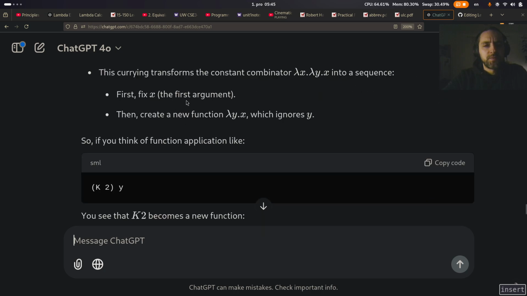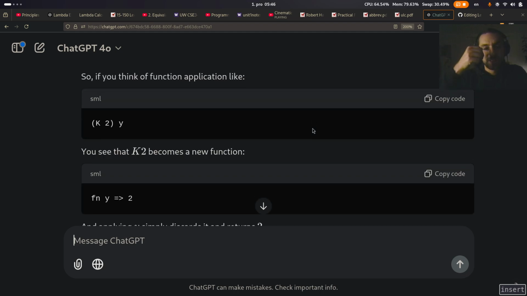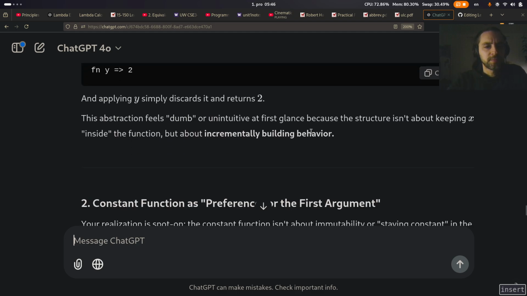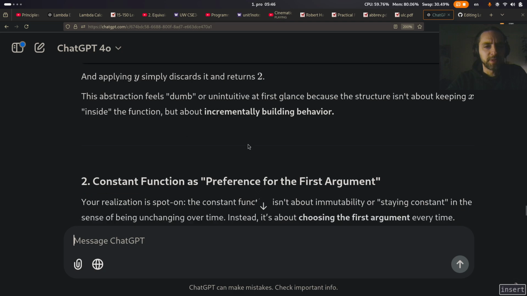The currying transforms the constant combinator lambda x, lambda y, x into a sequence. First fix x, the first argument, then create a new function lambda x which ignores y. So if you think of function application like K 2 y, you see that K 2 becomes a new function, lambda y is 2. The abstraction feels dumb or anti-intuitive at first glance because the structure isn't about keeping x inside the function, but almost incrementally building behavior.